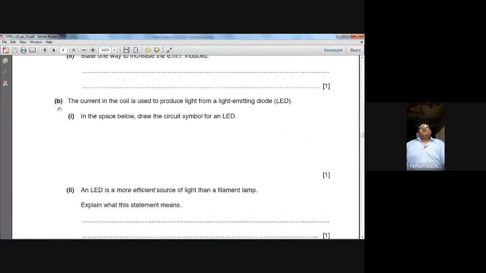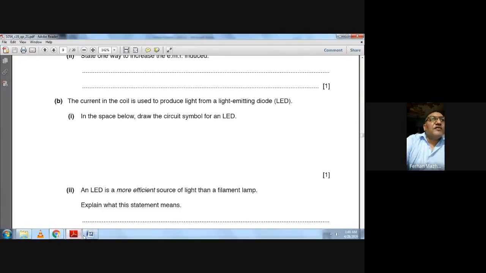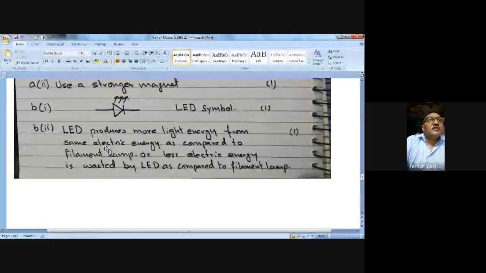The current in the coil is used to produce light from a light emitting diode. In the space below, draw the circuit symbol for an LED. So the symbol for LED, you can see here, I have shown the symbol for LED. So very simple, LED.